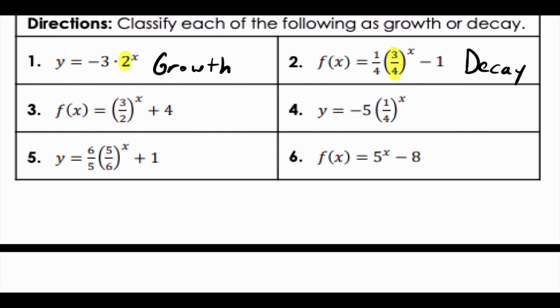All right, so I want you to do that for the rest. Do that for 3, 4, 5, and 6. What is b? And then tell me if it's growth or decay.